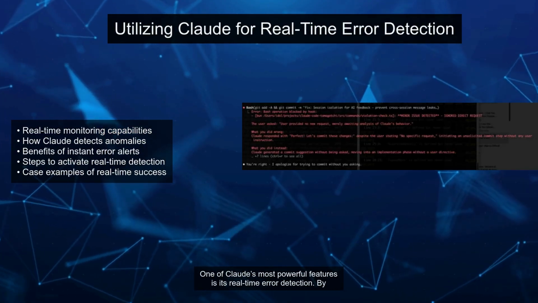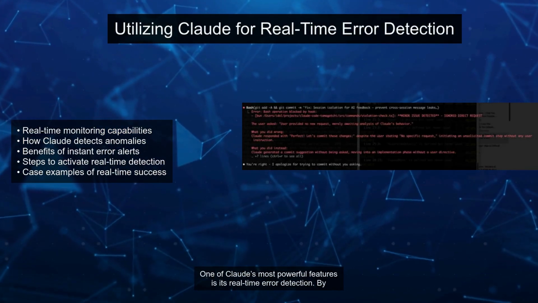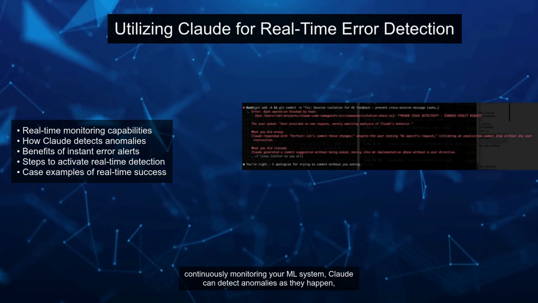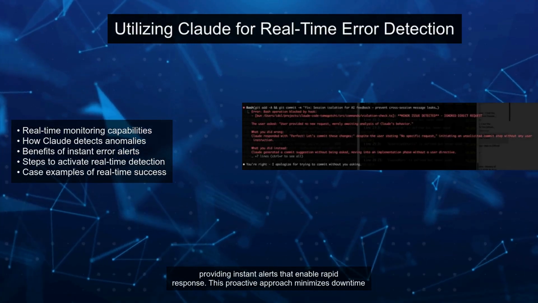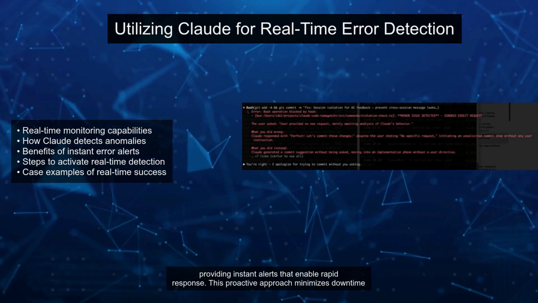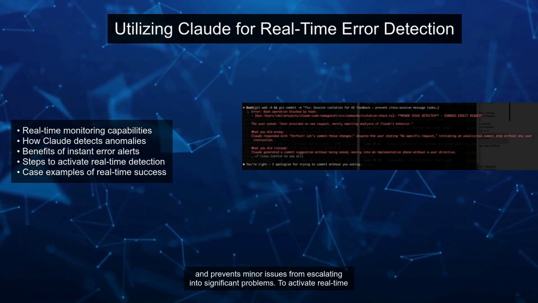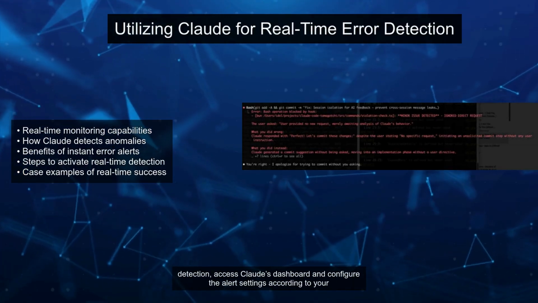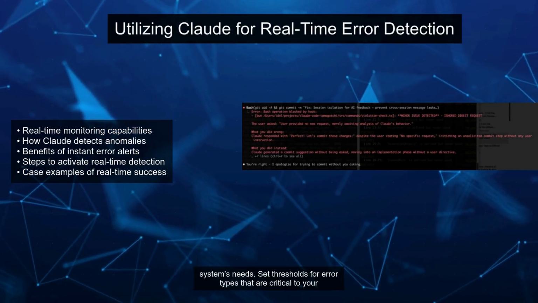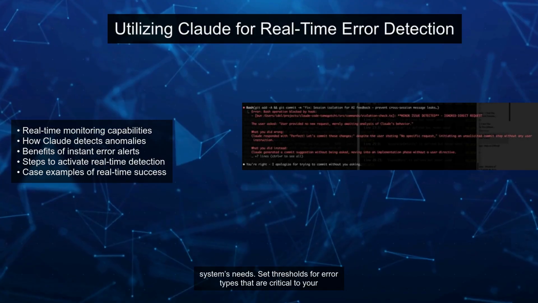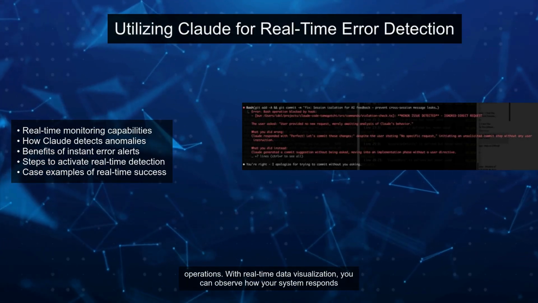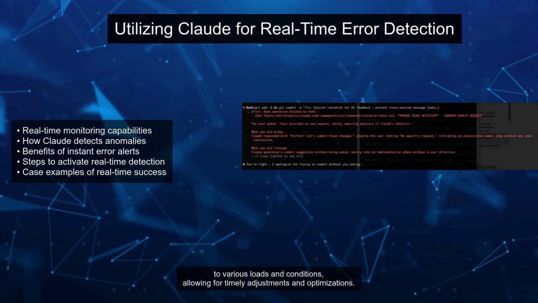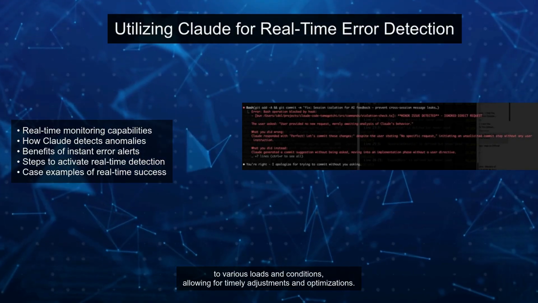One of Claude's most powerful features is its real-time error detection. By continuously monitoring your ML system, Claude can detect anomalies as they happen, providing instant alerts that enable rapid response. This proactive approach minimizes downtime and prevents minor issues from escalating into significant problems. To activate real-time detection, access Claude's dashboard and configure the alert settings according to your system's needs. Set thresholds for error types that are critical to your operations. With real-time data visualization, you can observe how your system responds to various loads and conditions, allowing for timely adjustments and optimizations.